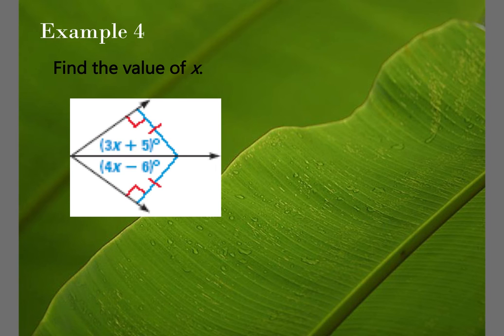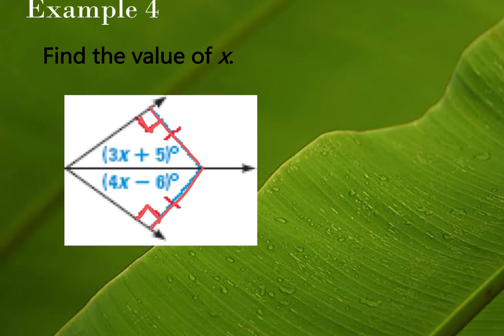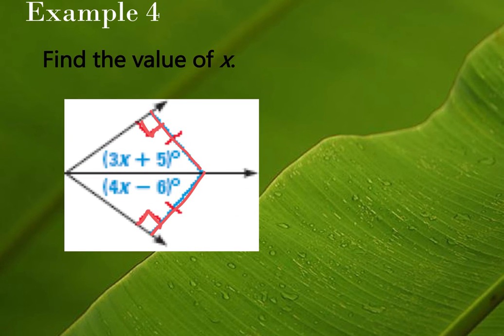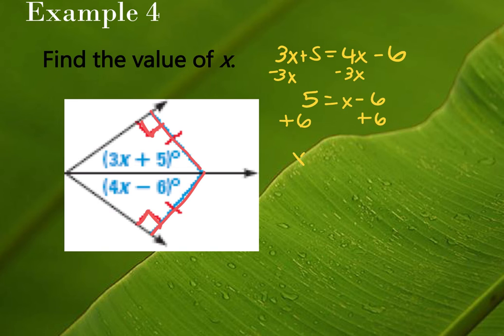Now this is the reverse. I don't know the angles are congruent yet, but what I do know is that the segments that are perpendicular are showing that they're equidistant. If it's equidistant, it's the angle bisector, which means they have to be equal. 3x plus 5 equals 4x minus 6. Is that a 6? Yeah, I think so. And then subtract the 3x. 5 equals x minus 6, and then add the 6. And x equals 11.